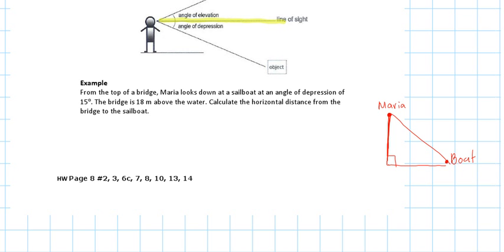All right. So the question is asking, we know that Maria is standing at the top of the bridge and she looks down at an angle of depression of 15 degrees. We're going to deal with that in a second. The bridge is 18 meters above the water. So which one is 18 meters? The vertical line right here, right? So that is 18 meters.